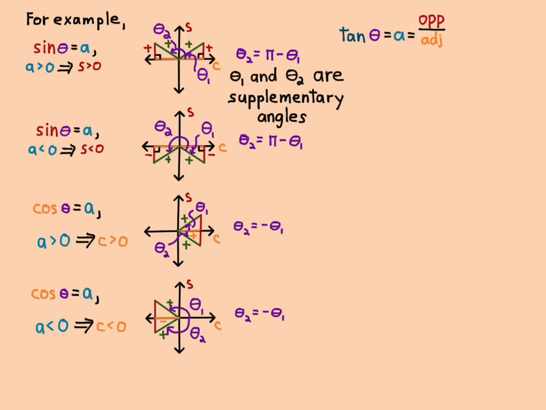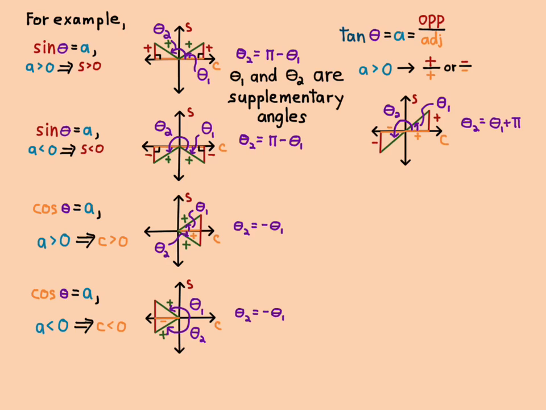Tangent theta equals a. Tangent is opposite over adjacent. If a is positive, then you get positive over positive or negative over negative. Those are the two possibilities. And those end up in quadrant 1 or quadrant 3. And so those two angles, they differ by pi. The difference is pi. So theta 2, the second one, is just pi plus the first one.